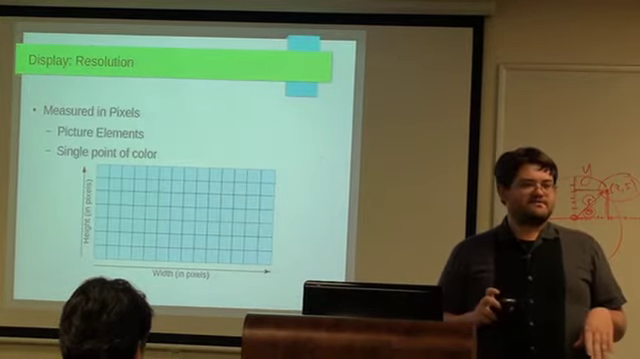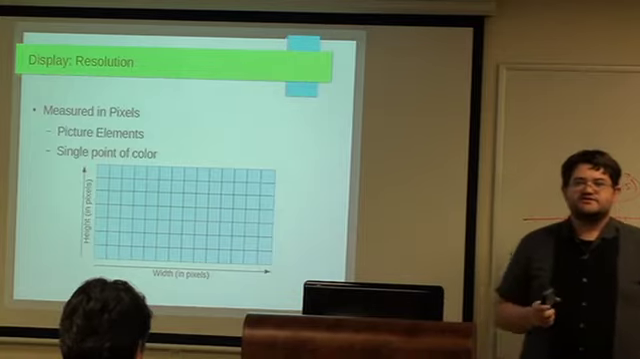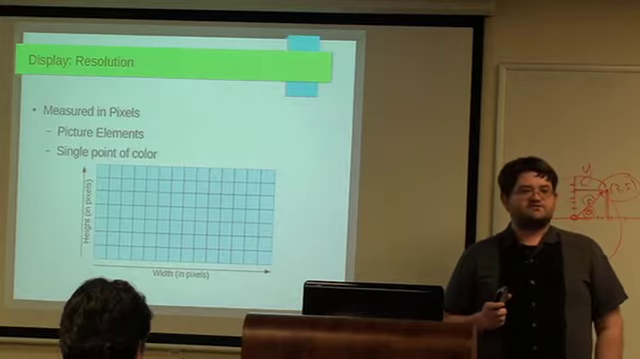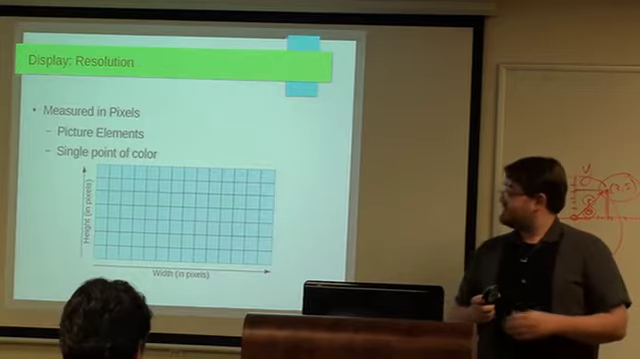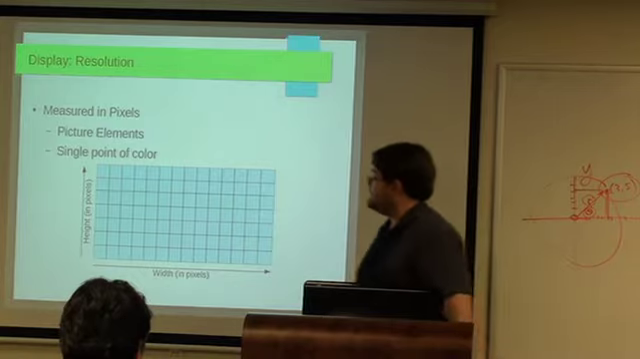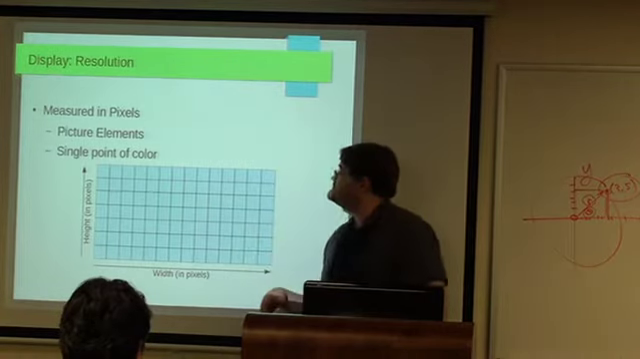Resolution. This is probably something you'll be a little bit more interested in as a programmer. Resolution is the number of pixels that you have on the screen. You can either get it measured in dots per inch or in terms of actual resolution, where they give you the height as measured in pixels and the width as measured in pixels.